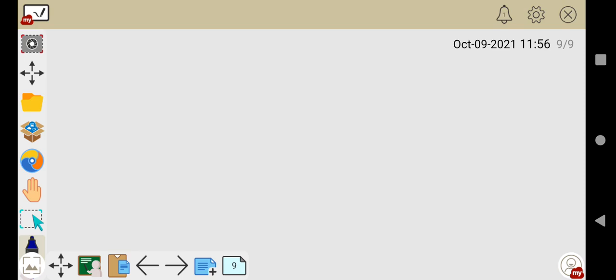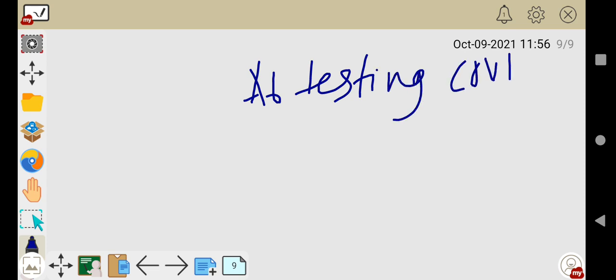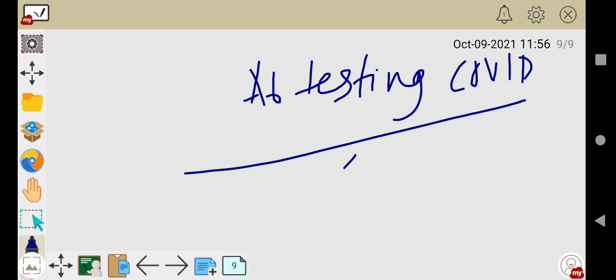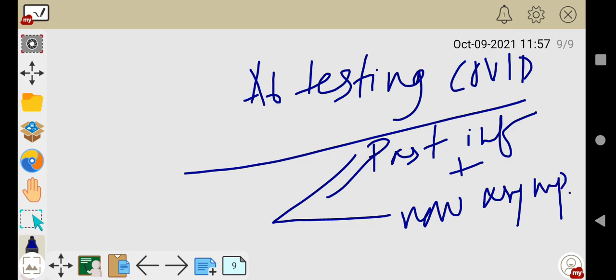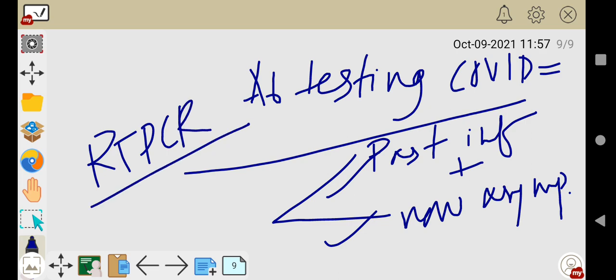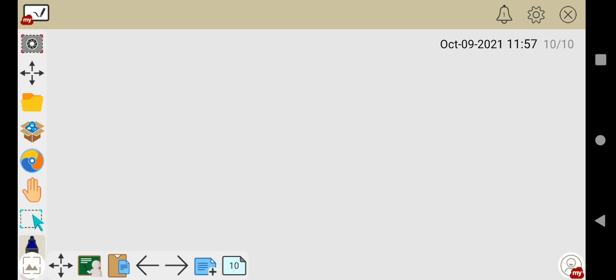From COVID, another question was asked: antibody testing of COVID depends upon. So antibody testing of COVID depends upon two things: past infection plus now asymptomatic at present, correct? Past infected and now asymptomatic. So this is the basis for antibody testing in COVID. Okay, this RT-PCR, correct?